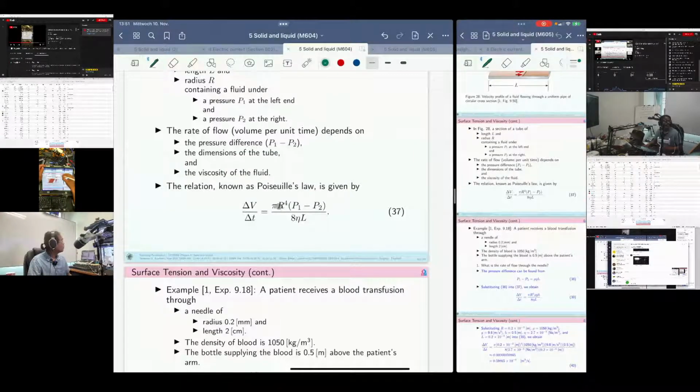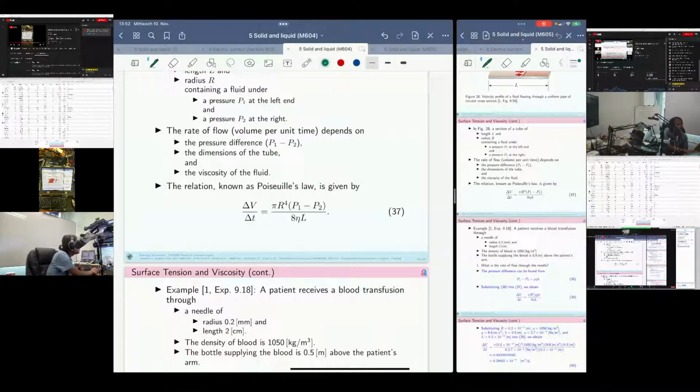pi r with the power of 4. Sorry, damn it. Anybody else, is there anyone new that I didn't capture? Alright, yeah.